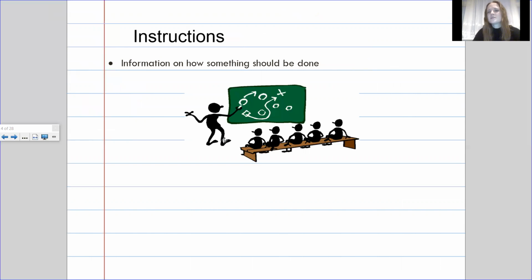So the first word is instructions. Now, instructions are information on how something should be done. So some of you have already shared with me some of the things that you've done. Some of you made a sandwich. Some of you built an aeroplane. Some of you did the laundry. So it was really great to see. So instructions tell you how to do something.